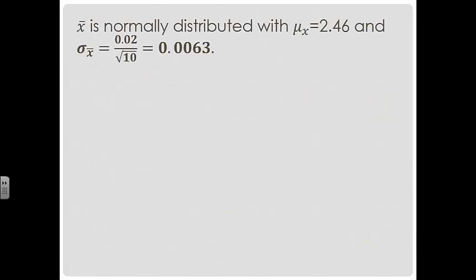All right, so we know that our mean is going to be the same as the population mean, and that should actually say mu sub x bar, not mu sub x. But it's the same as the population mean. But then our standard error of the mean, or the standard deviation, is 0.02, because that was the standard deviation of the population, divided by the square root of 10, because that's the size of the sample in this new problem.